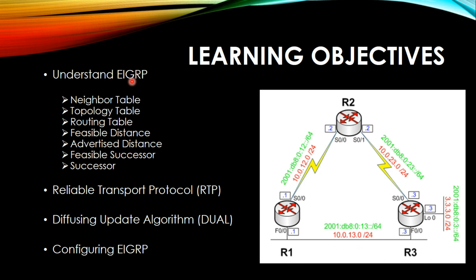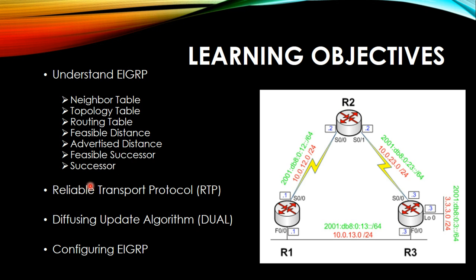What I want to do is cover some basic understandings of EIGRP. I want to talk about the neighbor table, the topology table, and the routing table, and we're going to take a look at those when we get into the configuring. Also, I'll talk about the feasible distance, the advertised distance, the successor, and the feasible successor, and what those are and what they do.